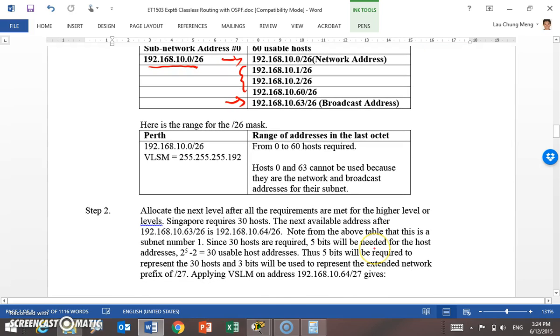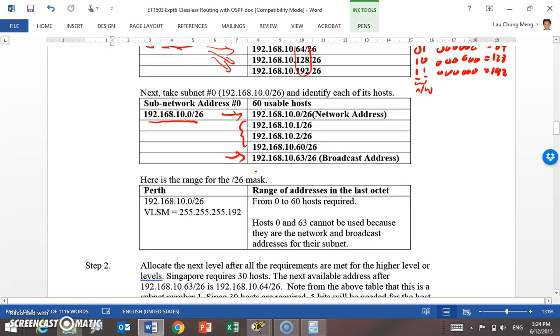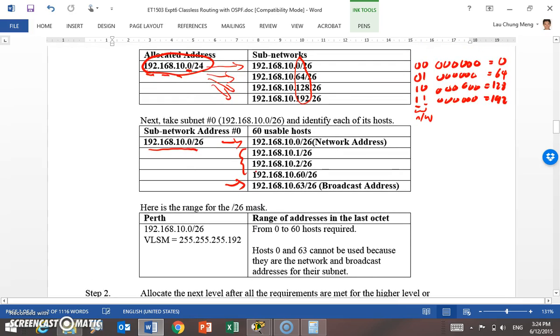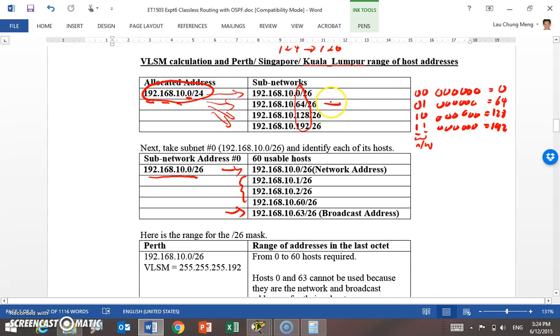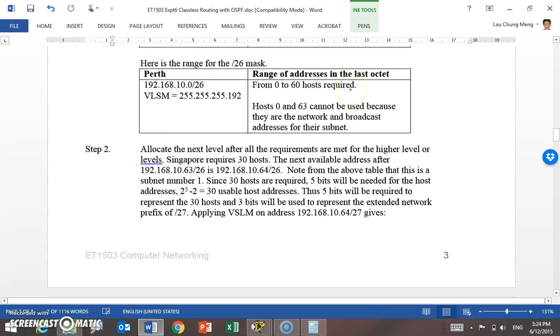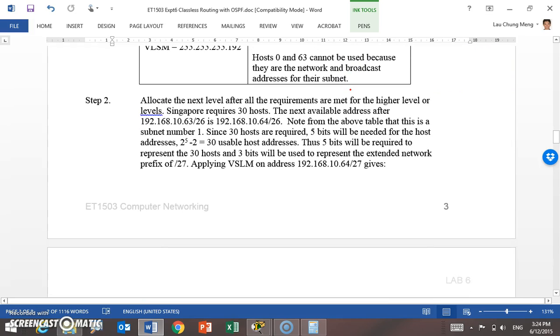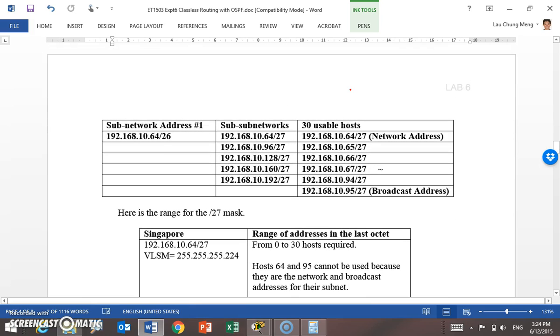Next, we can do subnetting for Singapore. For Singapore, we will take the second /26 that's available, which is .64. This is available. .0 had already been allocated to Perth, so we use the next one, .64. So how many hosts does Singapore need? Singapore needs 30 hosts only.